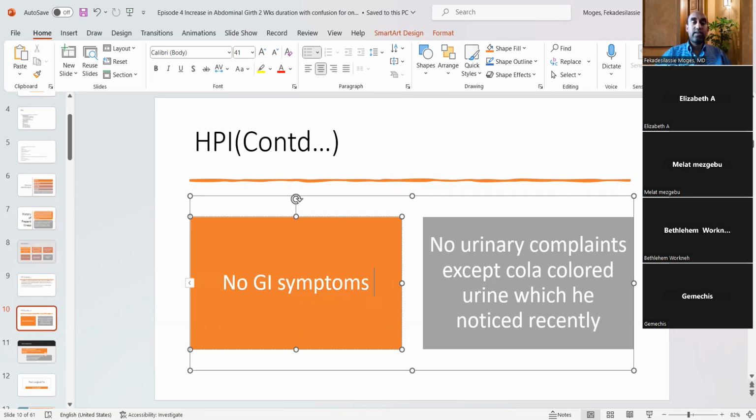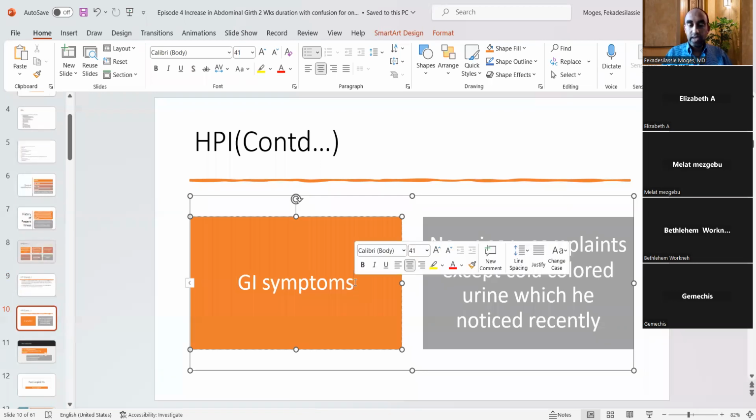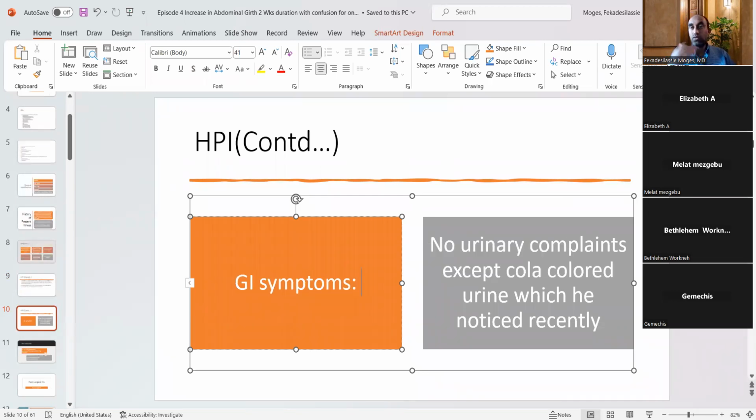I told you that I have GI symptoms, right? So some of the GI symptoms are mentioned in the HPI, but as part of the review of systems, you can also elaborate further. But constipation. I have constipation. Last bowel movement was 5 days ago.